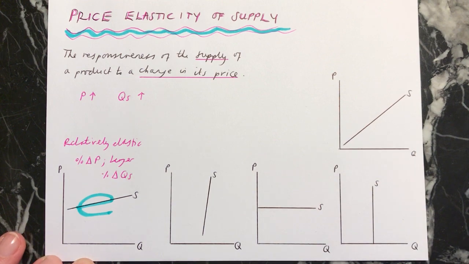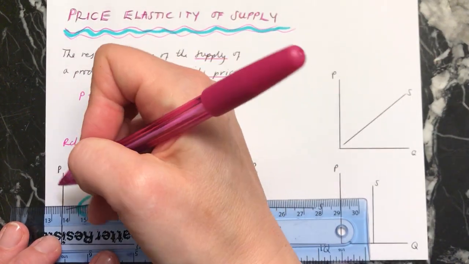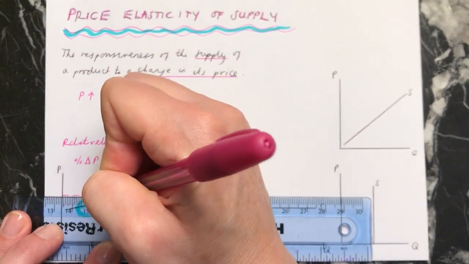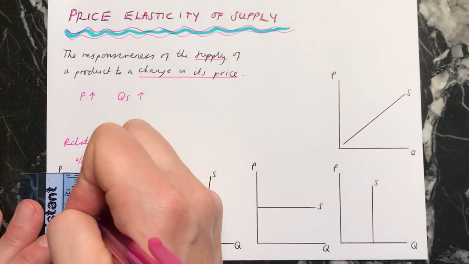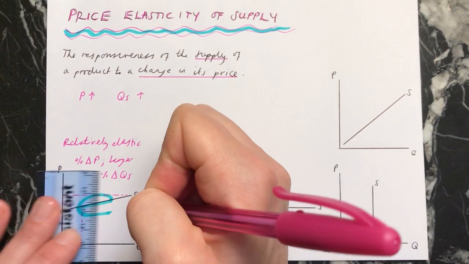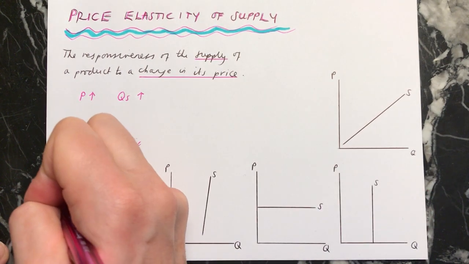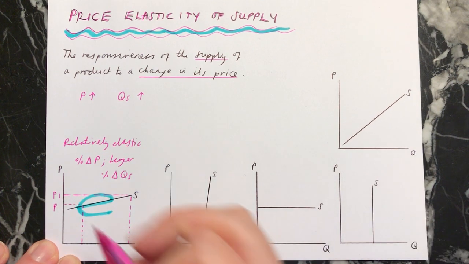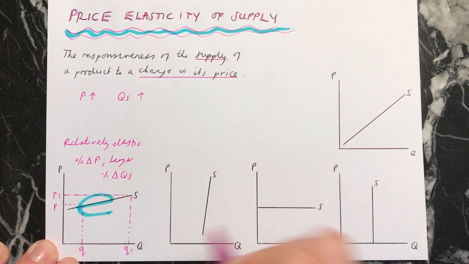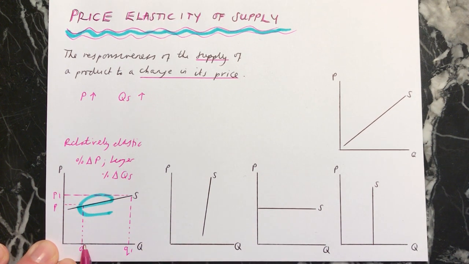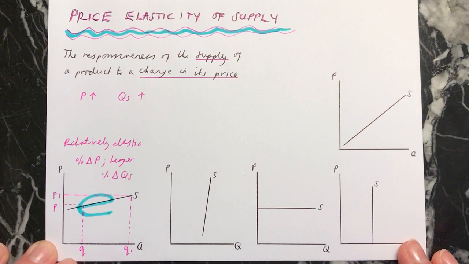And if you were to look at the curve here, when we have a change in the price, it causes a more significant, larger percentage change in the quantity being supplied, because the price has gone from P to P1, for example, and the quantity supplied has gone from Q to Q1. So the percentage change in price has caused a larger percentage change in the quantity supplied. This distance here is bigger than this small distance here, and that's relatively elastic.